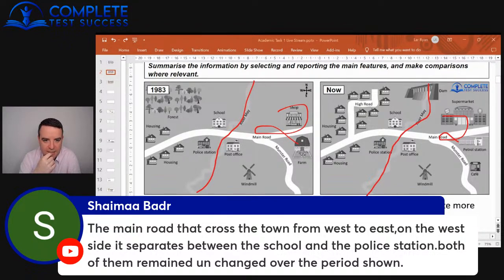So we could give the locations of the police station and the school. We could say, next to the River May, to the west side of River May, the school and the police station are located on the north and south sides of Main Road, respectively. So that would be kind of an easy way to do it.